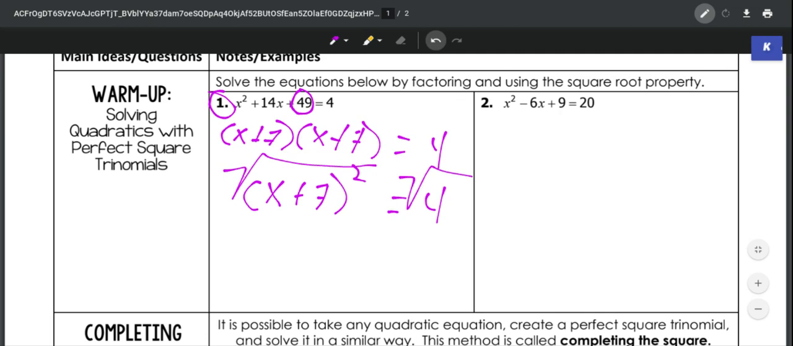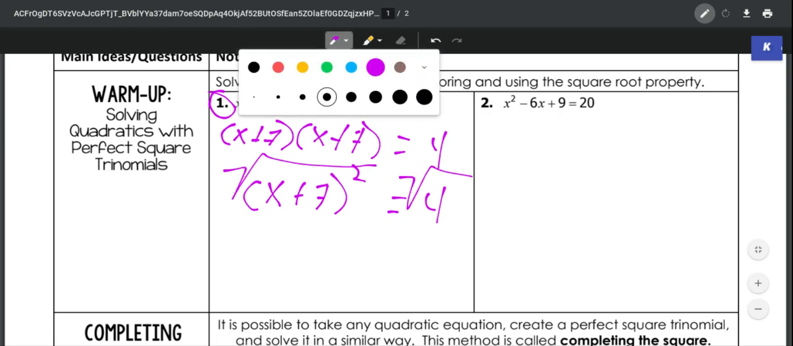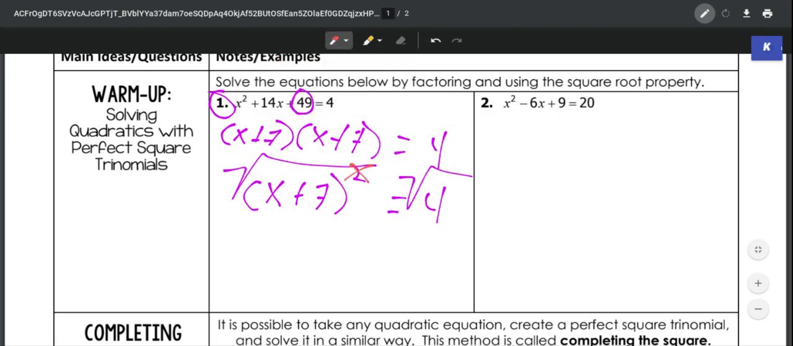So if we take the square root of both of these, all we're doing on the left is eliminating this square, or this exponent of 2. So we'll be left with x plus 7. And you really don't have to put that in parentheses. So we'll be left with x plus 7 is equal to the square root of 4. Just remember, when we take out that square root of 4, it's still plus or minus 2.